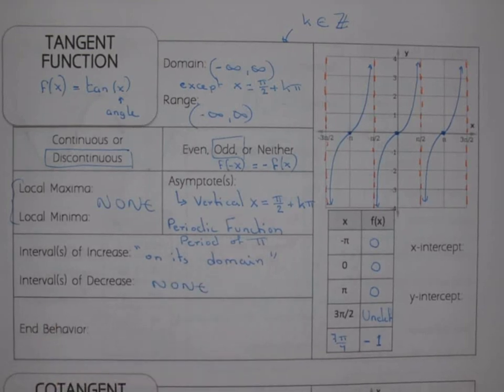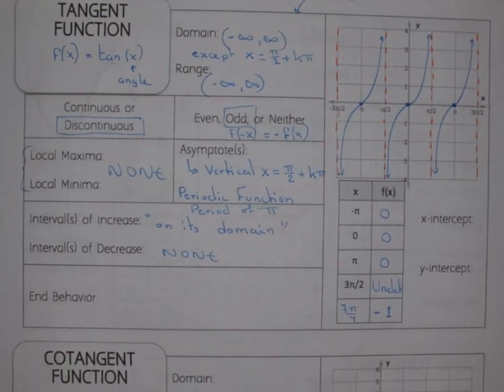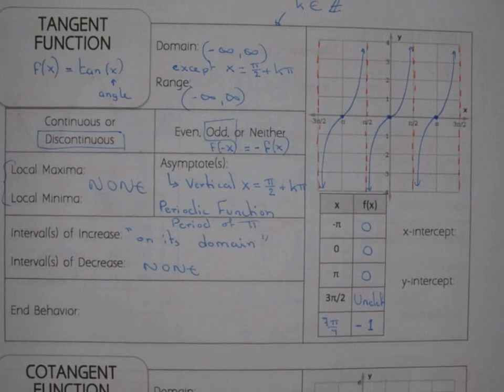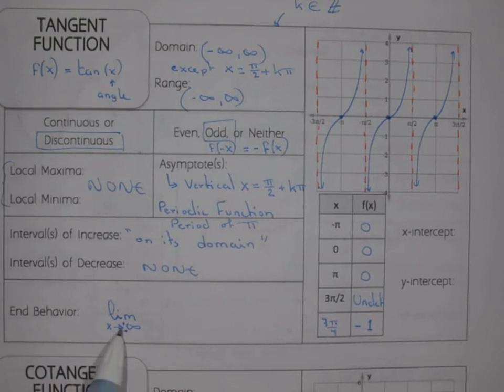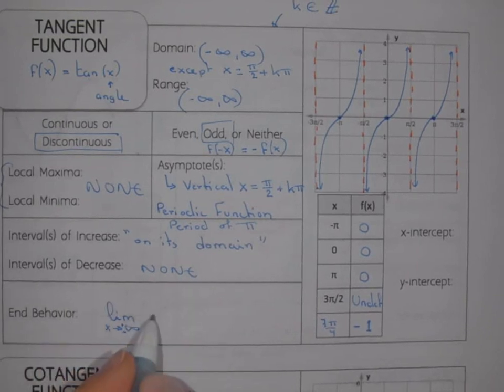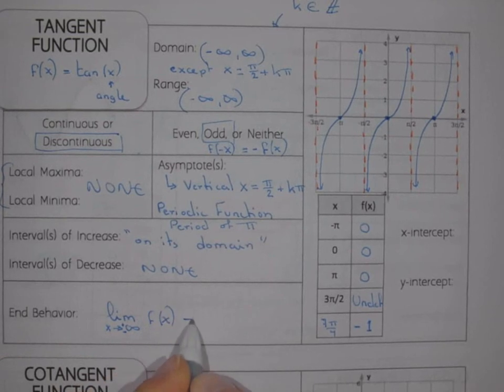And behaviors, well, just like the sine and the cosine, this is a periodic function. It's going to repeat over and over and over, never settling for any y value specifically. So the limit as x goes to infinity, oops, I should put plus or minus because I said on both sides it's going to be the same. So the limit as x goes to positive or negative infinity of my function does not exist. DNE.